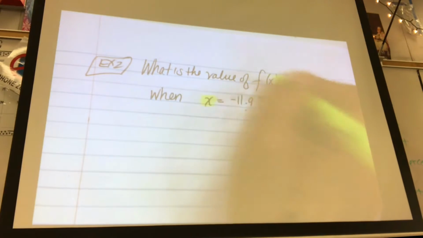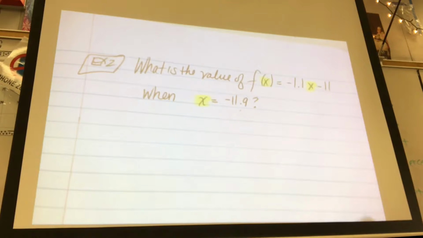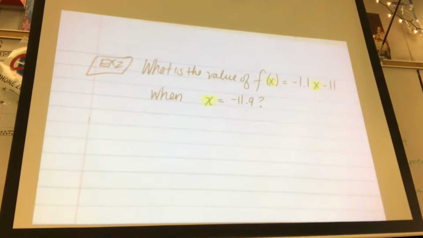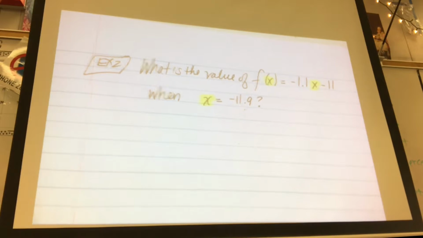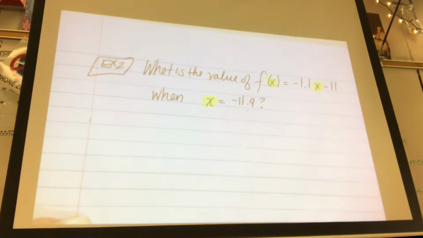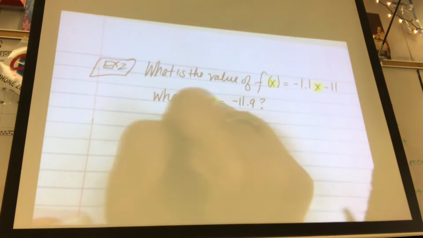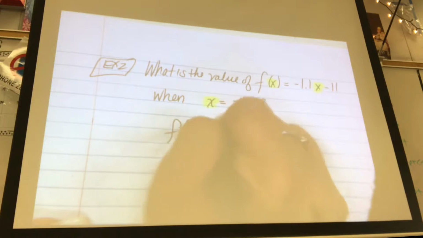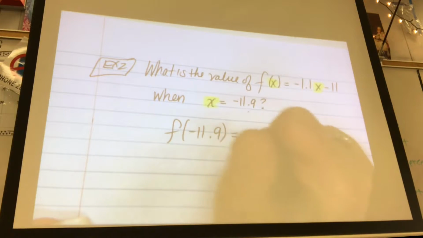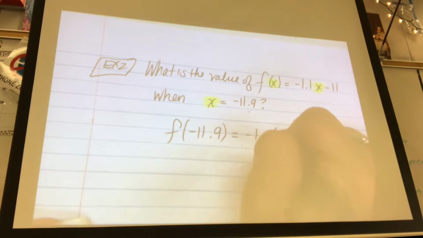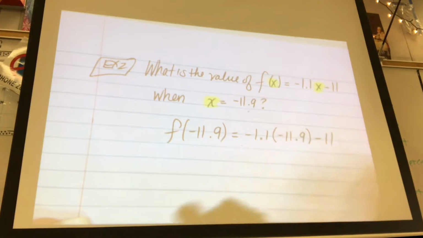Highlight the X, highlight the X, highlight the X. And instead of X, Noah, what is X equal to? Negative. Very good. So f of negative 11.9 equals negative 1.1 times negative 11.9 minus 11.